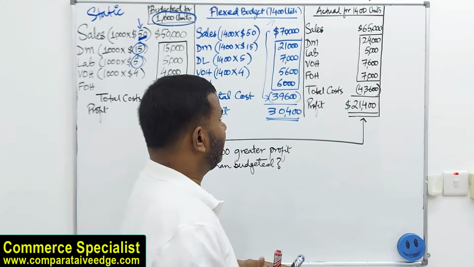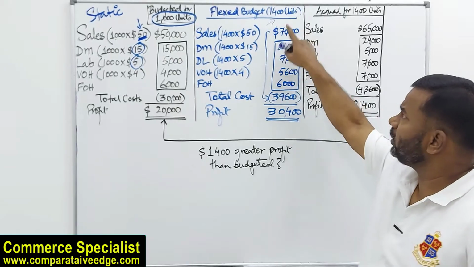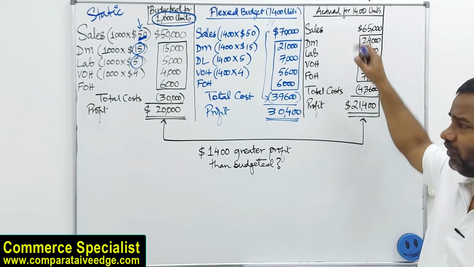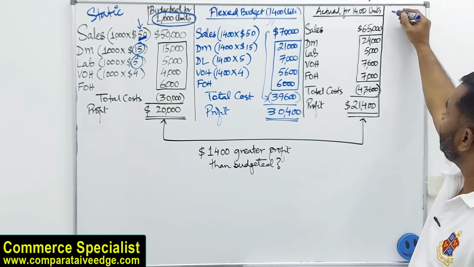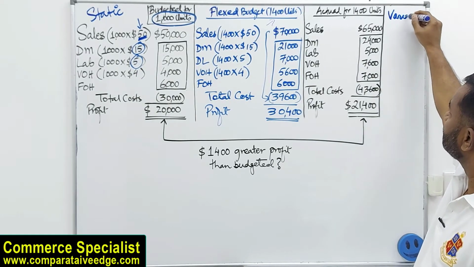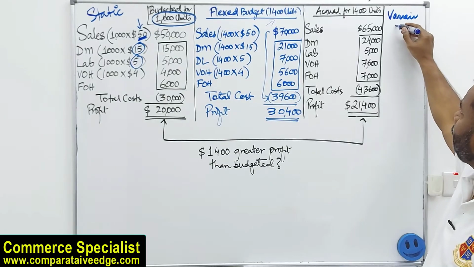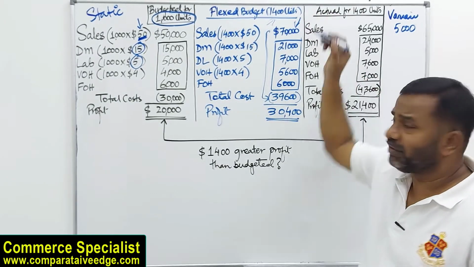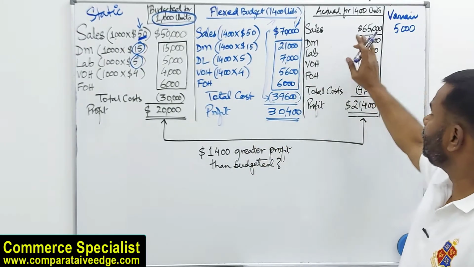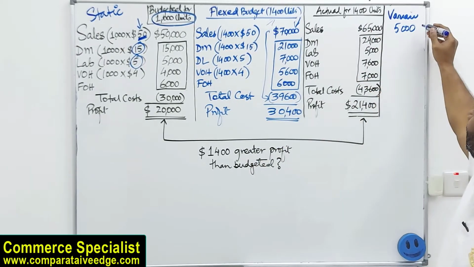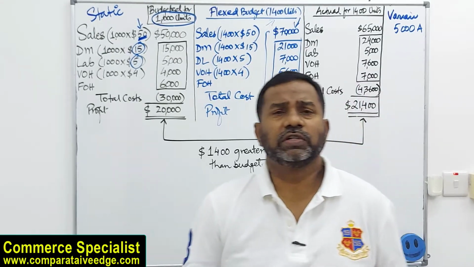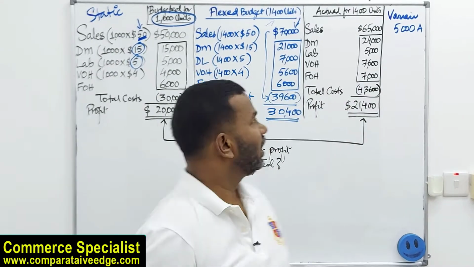So let's have a look here. Your sales for 1400 units should have been 70,000, but actually it is just 65,000. That means there is a variance of 5,000. Again, it should have been 70, but actually it is only 65. So it is an adverse variance. In other words, you can call it a loss.